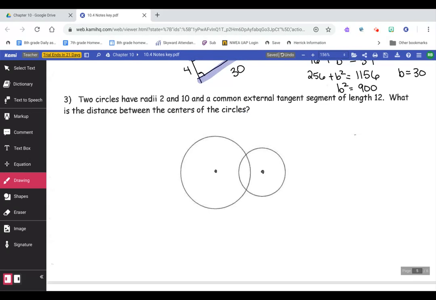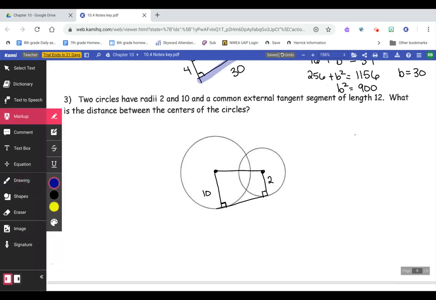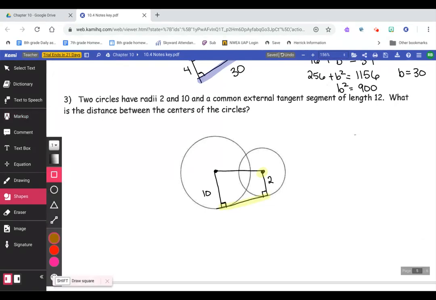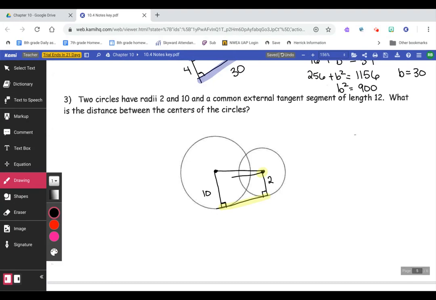Two circles have radii 2 and 10, a common external tangent of the length of 12. So this time the circles are overlapping, and that's okay. So we have a common external tangent. Let's draw it down here this time. We draw radii that are perpendicular to the tangents. All right, and one of them is 2 and one is 10. And we're going to draw from the smaller circle a line that is parallel to the common external tangent. So when we draw that line, it goes in here. So a bunch of right triangles, throw them in.